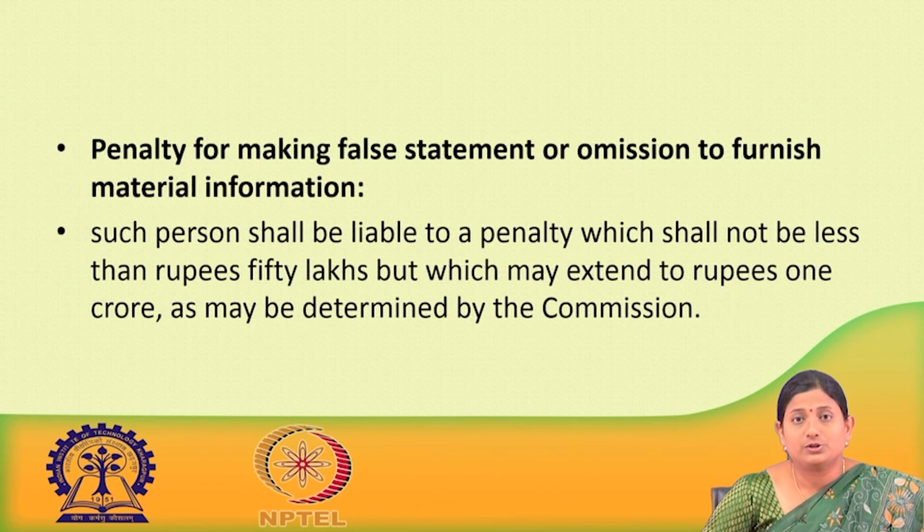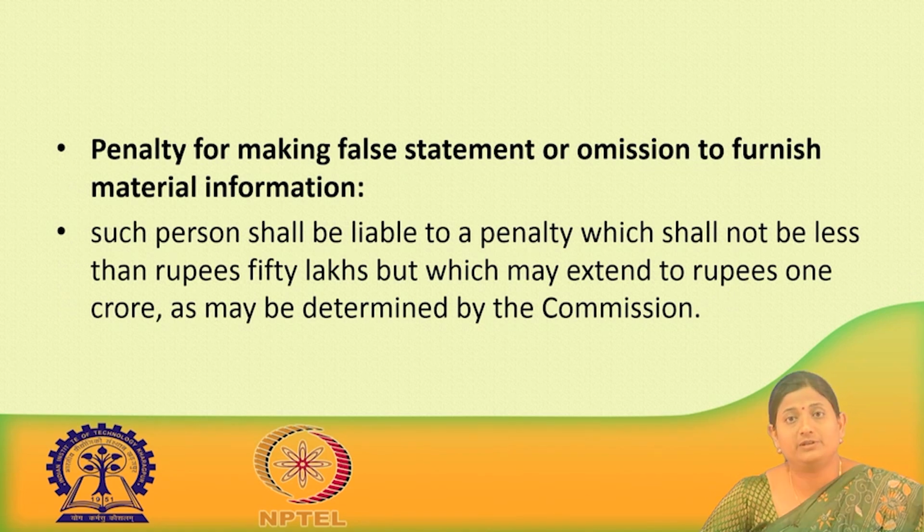There is also a penalty for making a false statement or omitting to furnish material information. If some companies furnish a false statement or do not furnish complete information, then they may be given a penalty of rupees 50 lakhs, which may also extend to rupees 1 crore as determined by the commission.